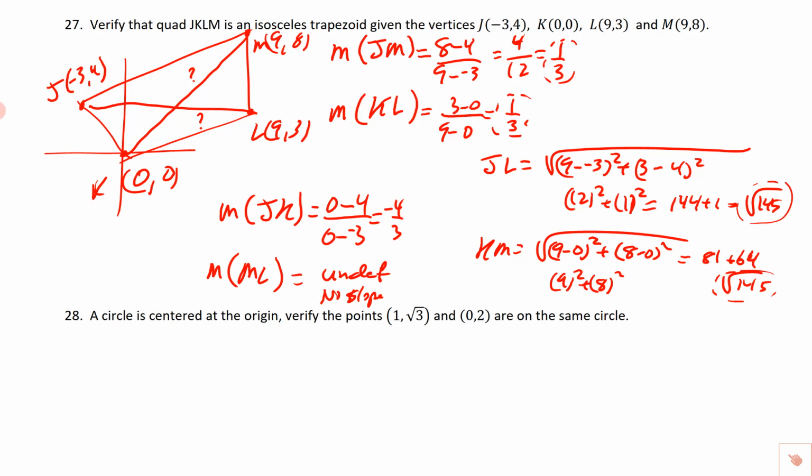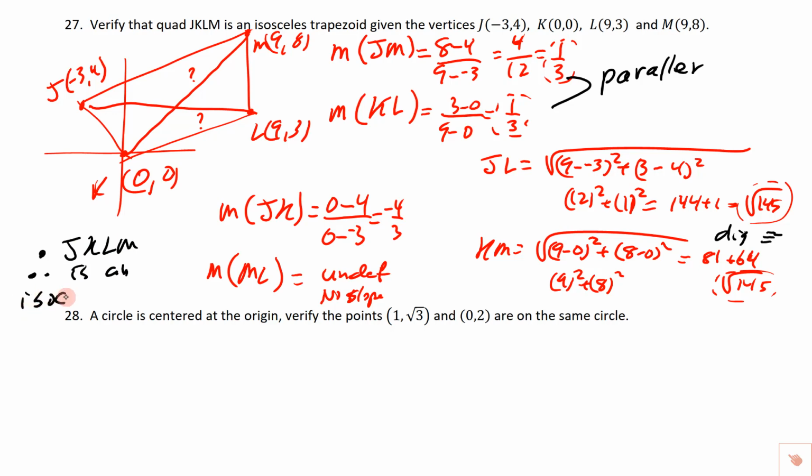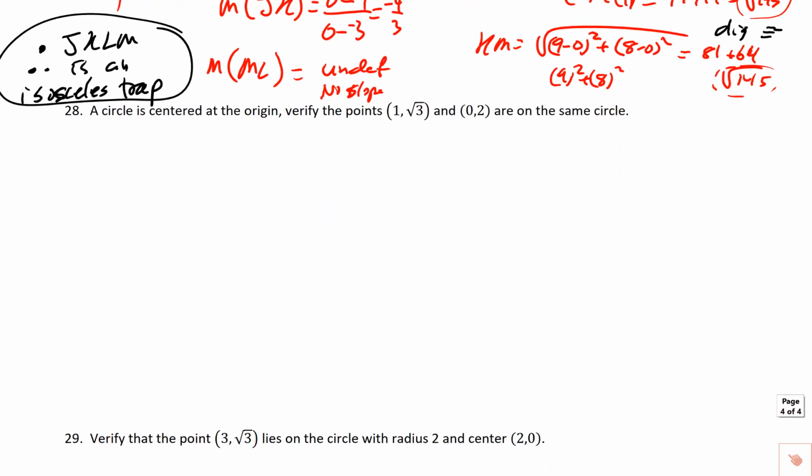So because these slopes are the same, we've got same slope. This is parallel sides. Okay, and diagonals equal. So I'm going to write diagonals equal or congruent. Then I'll come over here and say, therefore, this quadrilateral JKLM is an isosceles trapezoid. Okay? All right, so that's what we were after. Took all that work to show it, and I probably showed a little bit more than I needed to. Let's come down here and take a look at this one.